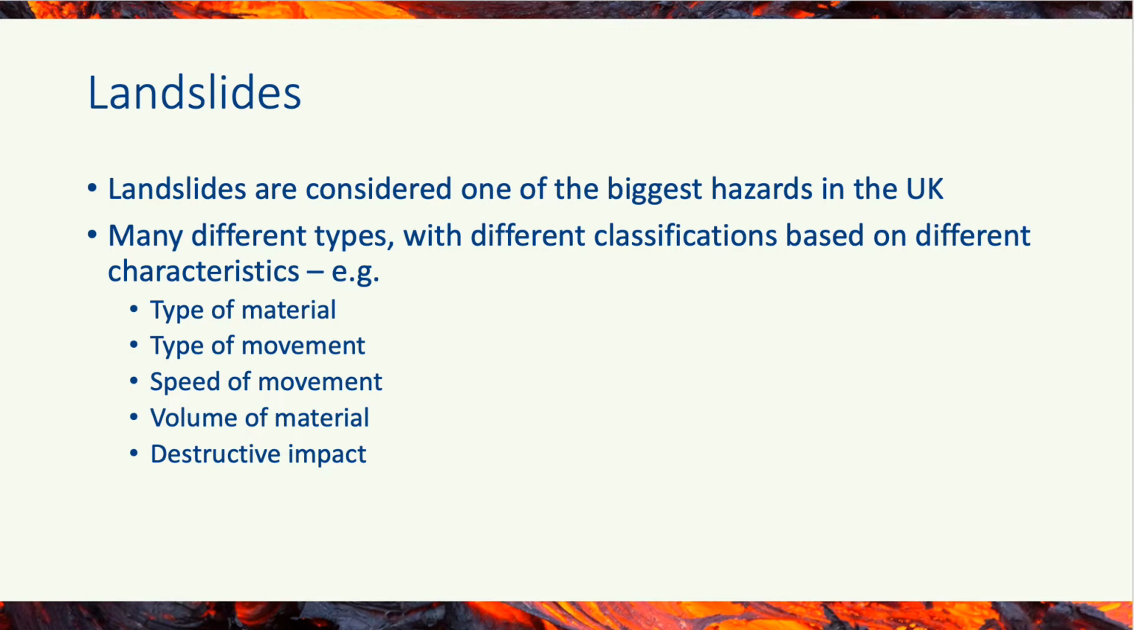Landslides are particularly interesting for us in the UK because they're considered one of the biggest hazards in the UK. There are lots of different types, and we can classify them according to a number of different schemes and characteristics: the type of material involved, the type of movement they undergo, the speed of that movement, the volume of material, and the destructive impact. So if you find classifications of landslides which disagree with what you thought you were aware of, it's probably because that scheme is using one of these different modes of classification.